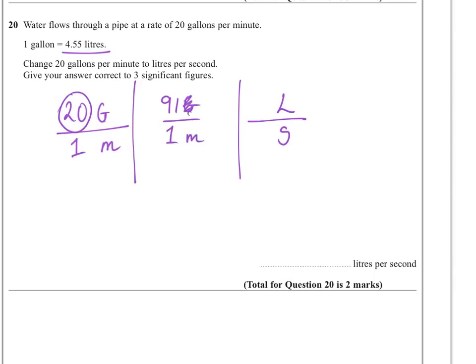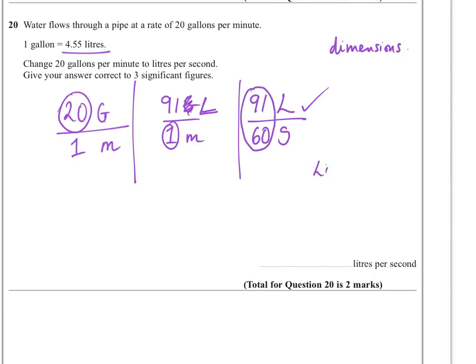So 91 litres, sorry, in 1 minute. Now, we're nearly there because we've got the litres part of the dimensions. When I say dimensions, it just tells you the units that you're using, so litres per second. And we've got 1 minute, and we all know what that is. It's 60 seconds. And therefore, we've got 91 over 60 litres per second.